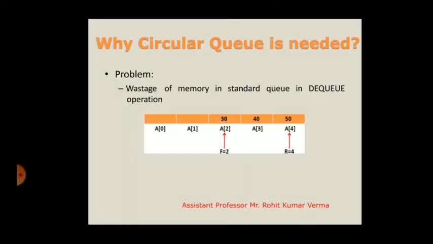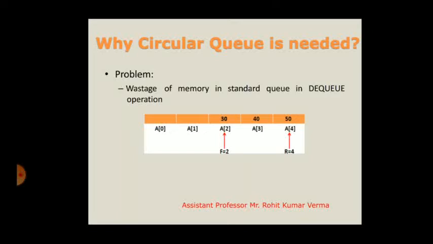So dear students, in case of a linear queue, you can see there is wastage of memory. Why is there wastage of memory? You can see whenever we are deleting an element in this queue, we have a total queue size of 5. Suppose I am deleting an element from the second location, 30 is deleted, and the front pointer moves to the third location. Then suppose I am deleting an element from the third location, then the front pointer moves to the fourth location.